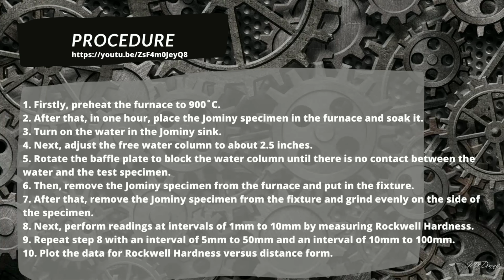After that, remove the Jominy specimen from the fixture and grind evenly on the side of the specimen. Next, perform readings at intervals of 1 mm to 10 mm by measuring Rockwell hardness. Repeat step 8 with an interval of 5 mm to 50 mm and an interval of 10 mm to 100 mm. Plot the data for Rockwell hardness versus distance from quench.